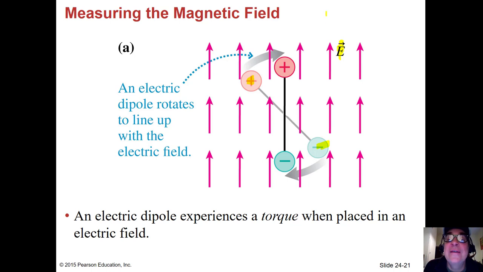this electric field. So if the electric field's pointing up, the force on a positive charge would be this way. The force on a negative charge would be back down this way. I'm just giving you the direction of the force. So this dipole would want to line up with the electric field because there's a torque on this dipole.